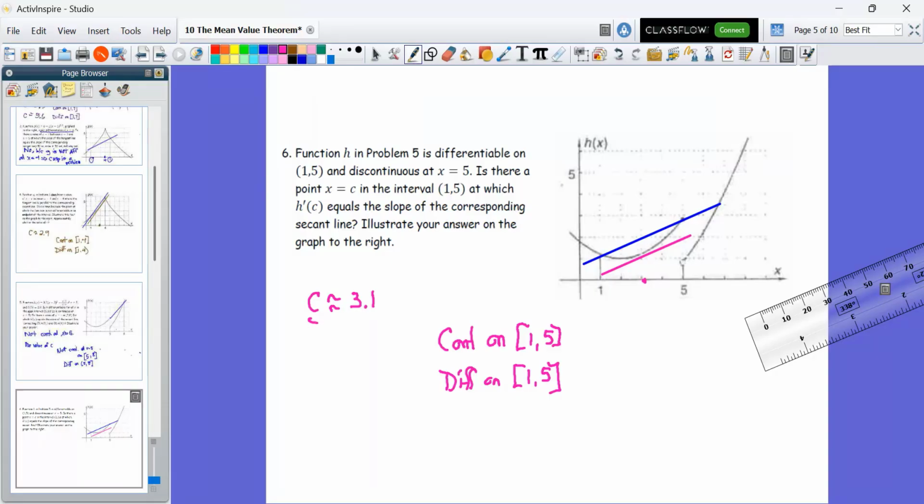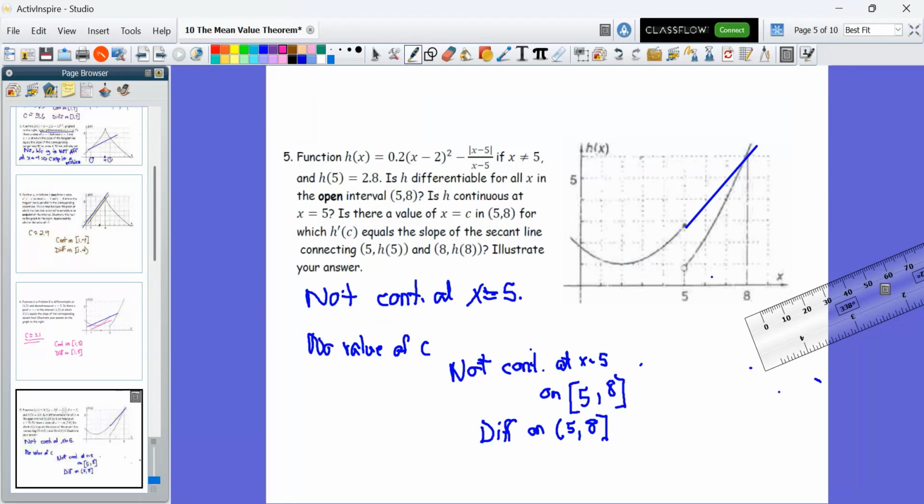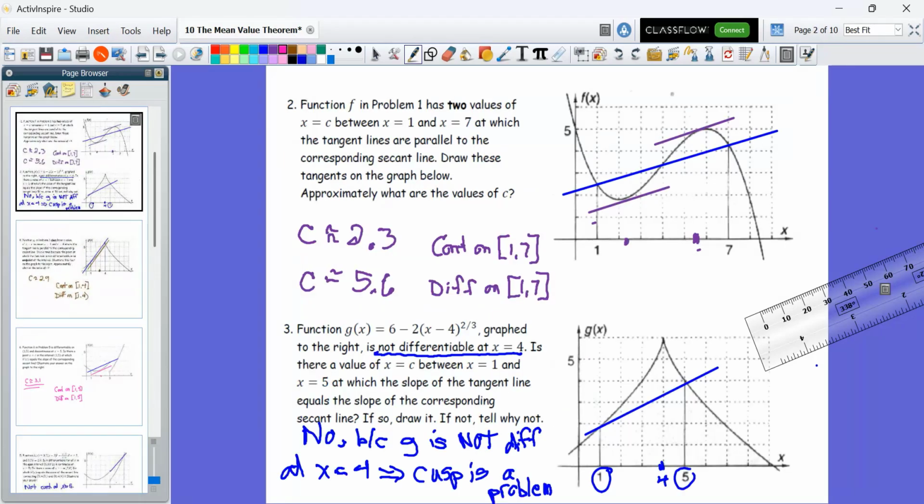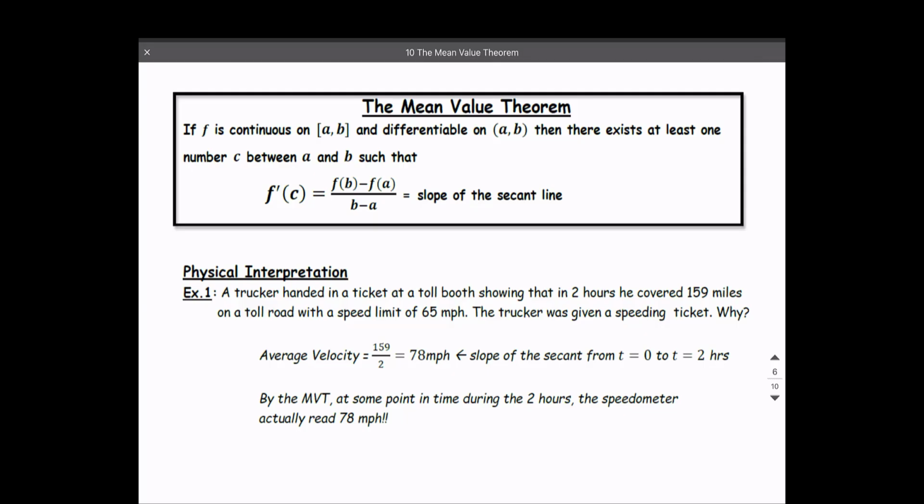So when did we not have values of c? We didn't have one in example 5 when we were not continuous on the closed interval. We didn't have one in example 3 when we weren't differentiable in the interval, right? Somewhere in the middle of the interval we weren't differentiable. And that is going to bring us to the mean value theorem.